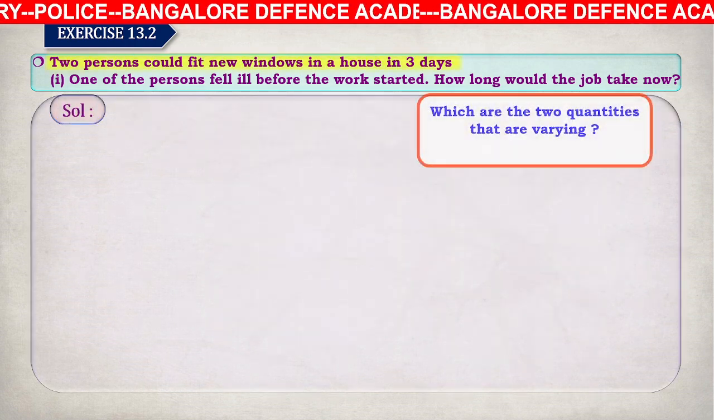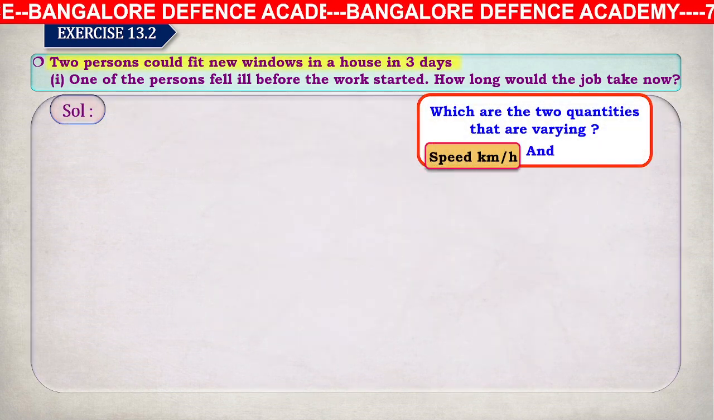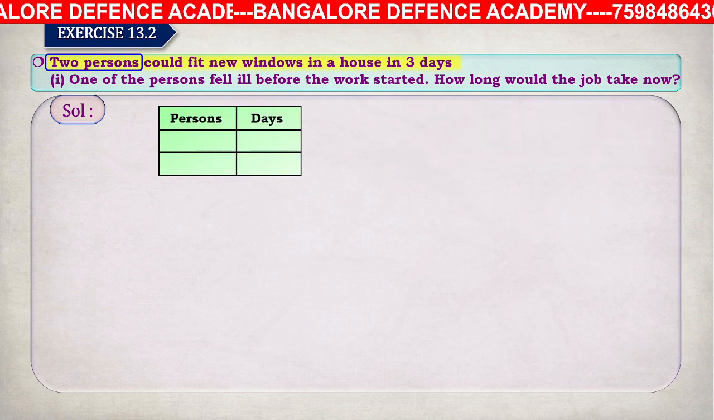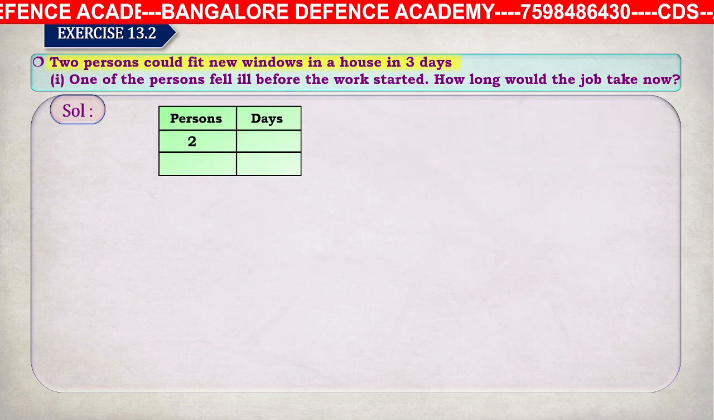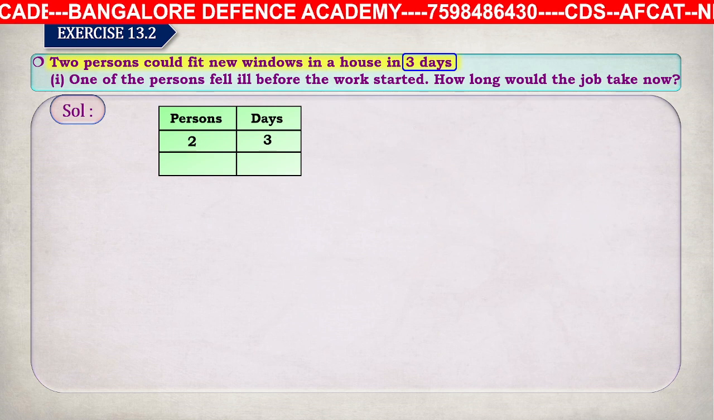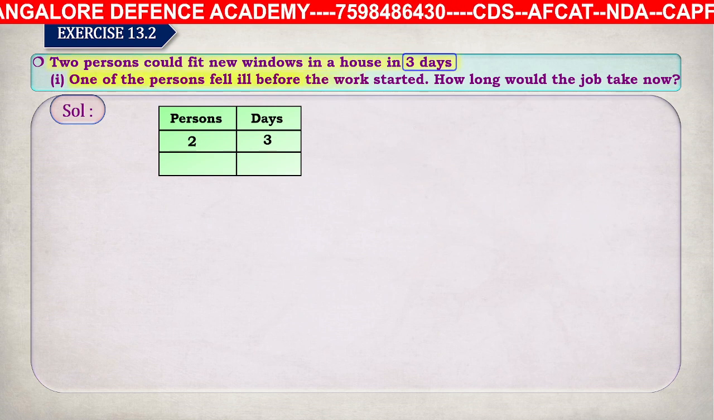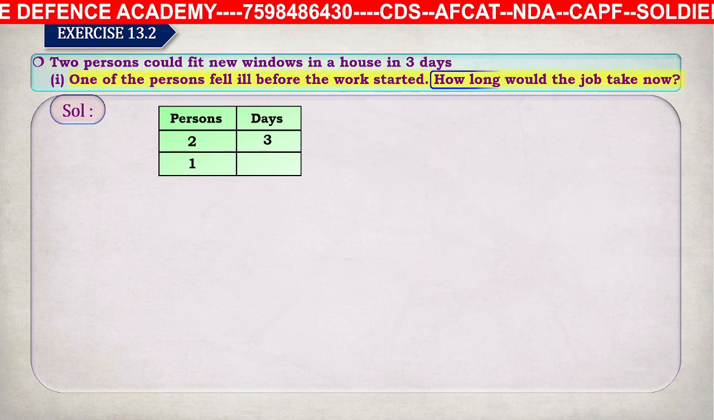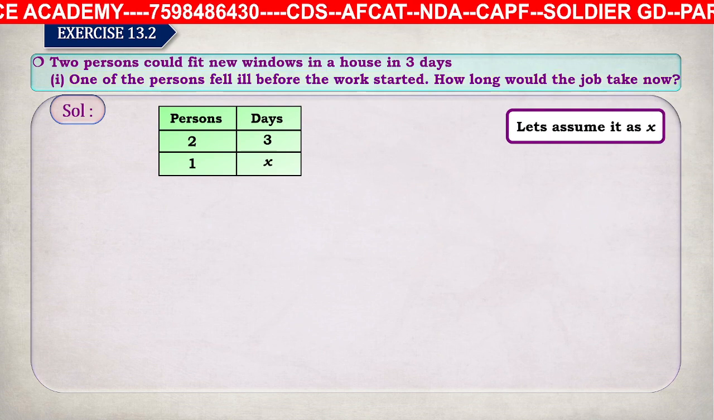The number of persons and number of days. Here I have two persons, they will require 3 days. Now one person is not joining, so I have only one person left. So one person will do it in how many days? This is the question.